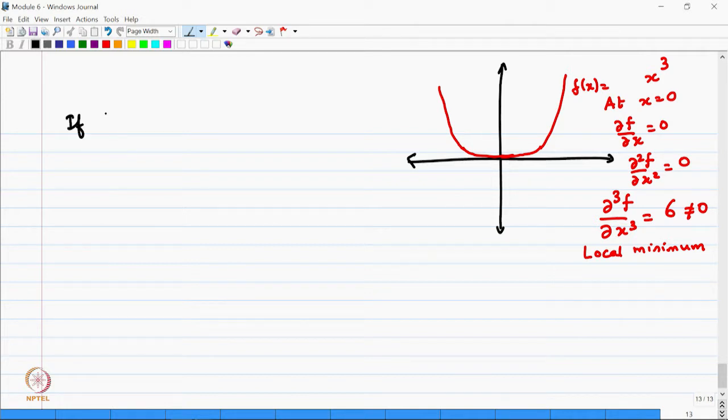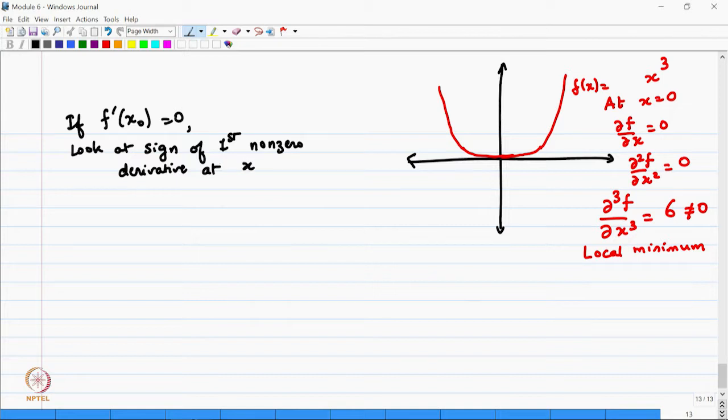So, if f prime of x 0 equals 0, then look at the sign of the first non-zero derivative at x 0. And then you can identify a maximum or a minimum. That is the condition to identify a maximum or minimum. Of course, if all derivatives are 0, then the function is just a constant. So, that is a trivial case which I will not bother about. So, this is what you do with functions of single variables.